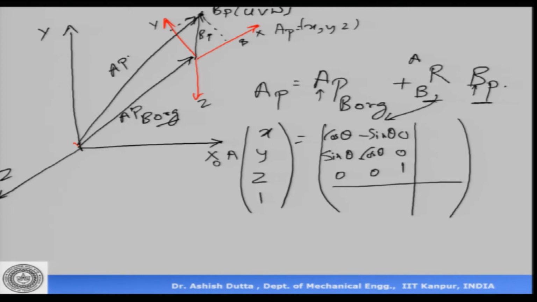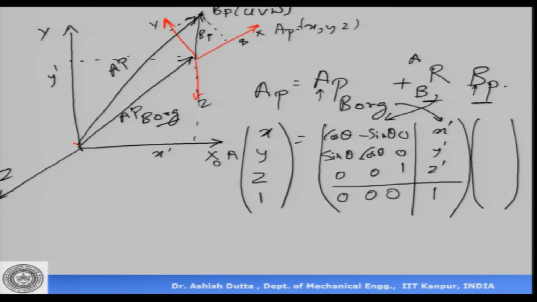This is also a 3 by 3 matrix which is a rotation matrix. This AP B org, which is the distance between the origins, comes here as, let us call it x dashed, y dashed and z dashed. What is x dash, y dash, z dash? It is the distance between the origins. So, this is my x dashed, that is my y dashed, and z dashed is in the z direction. So, the distance between the origins are coming here. The rotation matrix is a 3 by 3 matrix which is shown here. Now, here we have 0 0 0 and here we have 1, and on the other side we have u v w and 1.